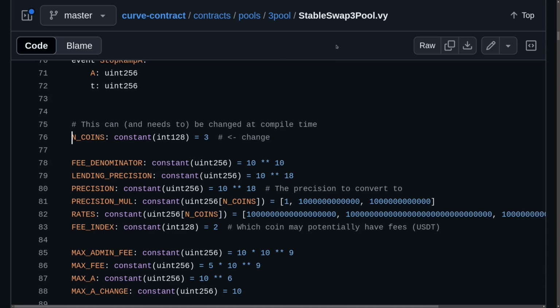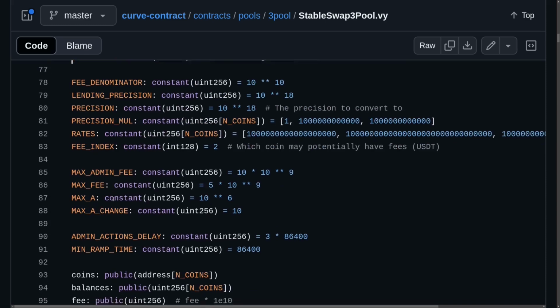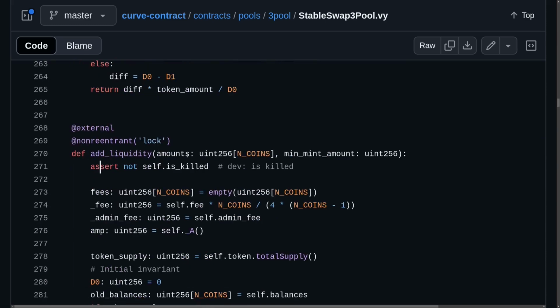For example, if you wanted to call the 3 pool, let's take a look at the function add liquidity. Inside the function add liquidity, you can see over here that amounts is a fixed size array of size n coins, where n coins is equal to 3. So when you declare an interface to interact with the StableSwap 3 pool, you'll need to make sure that this fixed size array is of size 3.